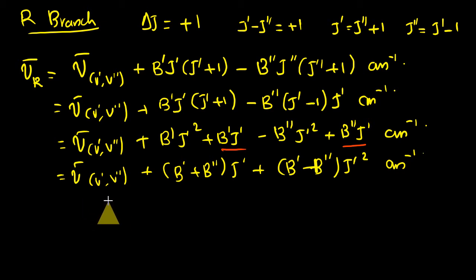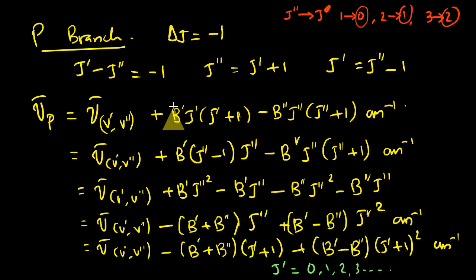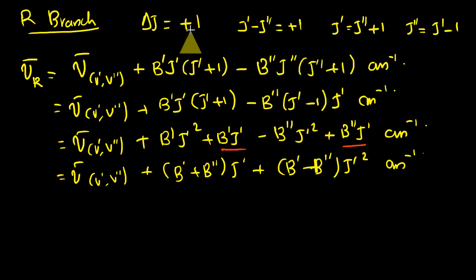So here we have an expression for nu bar R. And earlier we had an expression for nu bar P. You may remember in the previous slide, we wrote an expression for nu bar P, that is nu bar V prime V double prime. This is the same in both cases. Here it is B prime plus B double prime into J prime plus 1. In our case, now, B prime plus B double prime into J prime, plus B prime minus B double prime into J prime square.